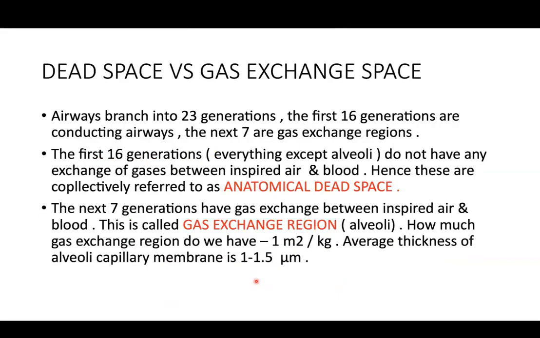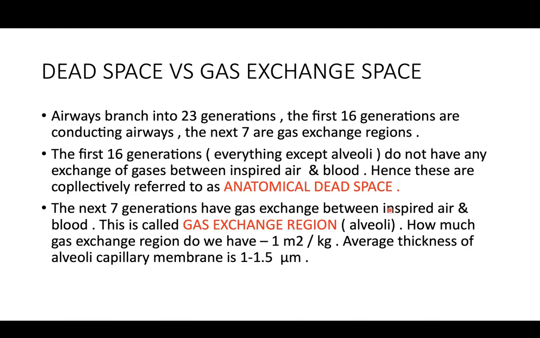Okay, so what's anatomical dead space? The first 16 generations, which is basically the entire respiratory tract except the alveoli, do not have any exchange of gases between inspired air, that means the air we took in, and the blood. So there's no exchange. All they're doing is transporting the gas from outside to the alveoli. That's the entire function. And this is called anatomical dead space. Anatomical because it's present anatomically, you can't change it. It's present in everyone.